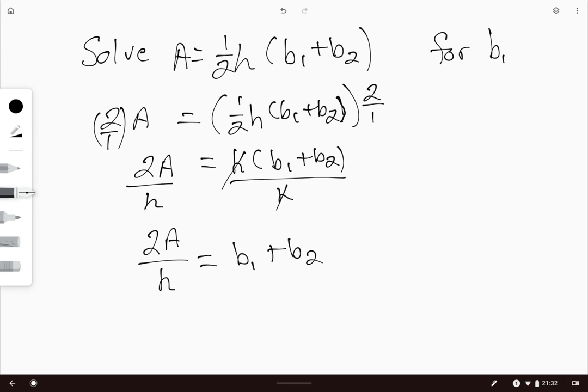So I'm trying to solve for base 1, or b sub 1. So the opposite of adding base 2 is going to be to subtract base 2. So when I do that, I'm left with 2 times a divided by h minus base 2 equals base 1. So that's how I would solve that kind of a problem.